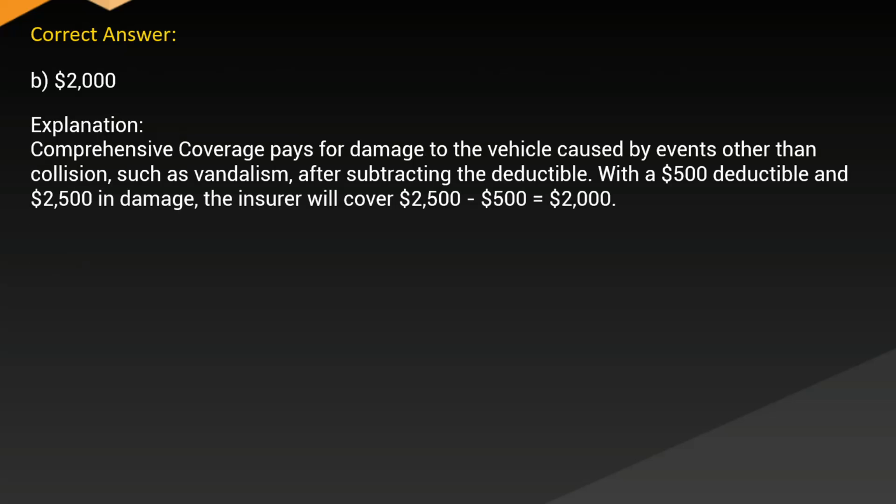Correct answer, B. $2,000. Explanation. Comprehensive coverage pays for damage to the vehicle caused by events other than collision, such as vandalism, after subtracting the deductible. With a $500 deductible and $2,500 in damage, the insurer will cover $2,500 minus $500, which equals $2,000.